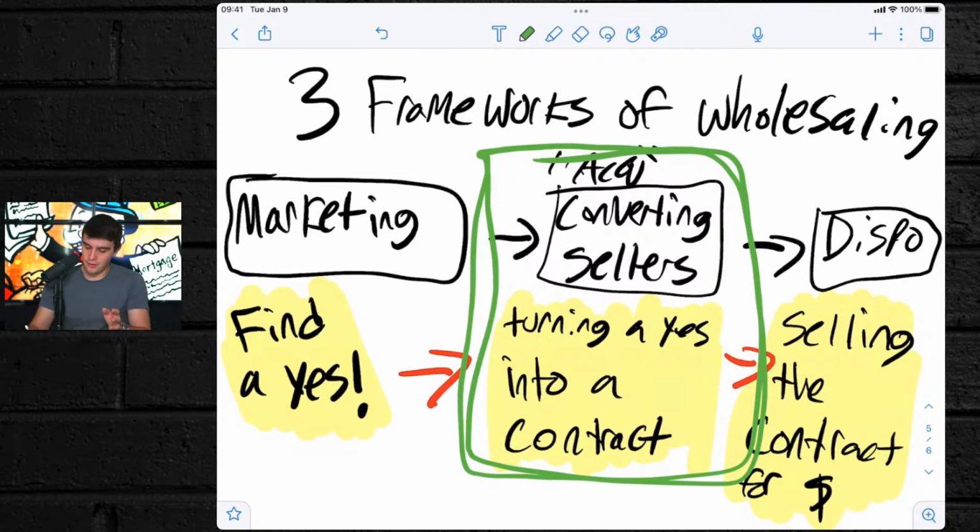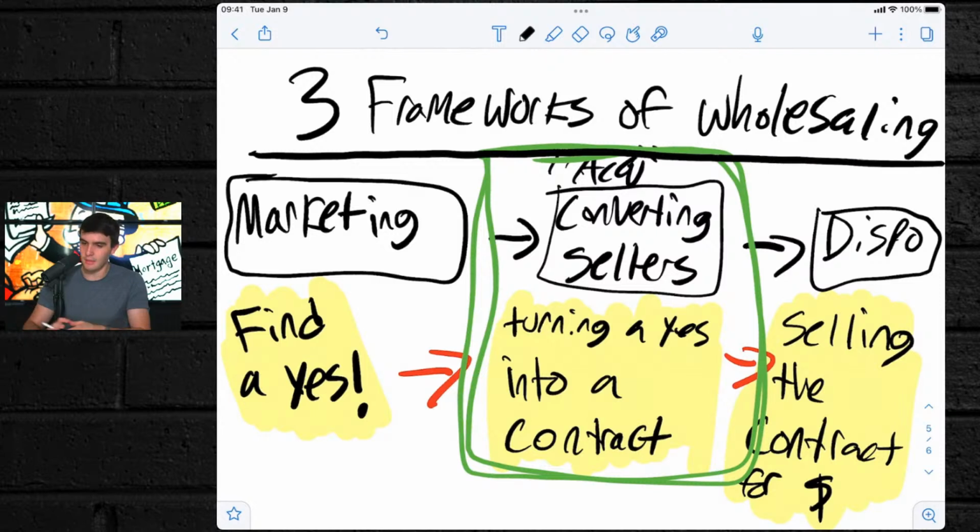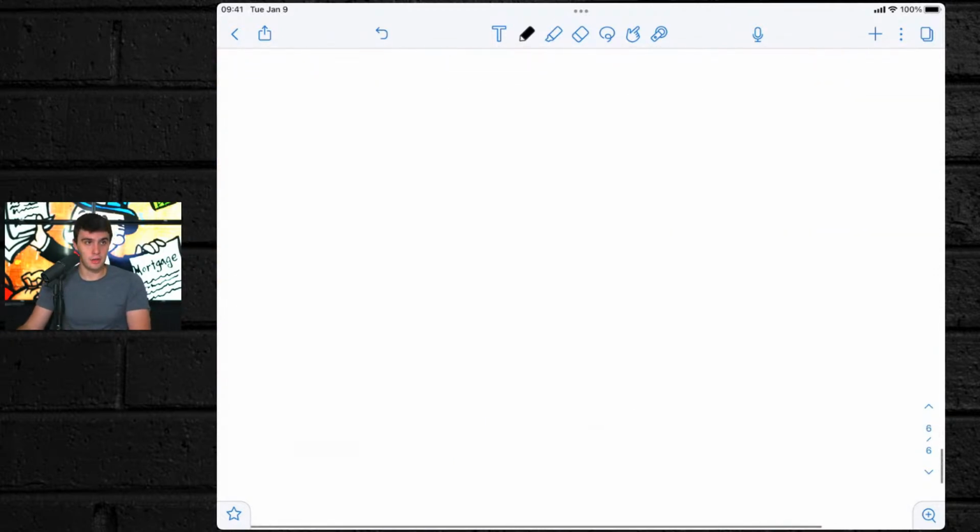So these are the 3 frameworks of wholesaling. Don't get it confused. I don't care what your broke guru has to say about it, but this is how it works. This is how we convert the sellers. So let's break down exactly how to negotiate with sellers, how to do all these things, and the 4 or 5 processes of acquisitions. It comes down to this.